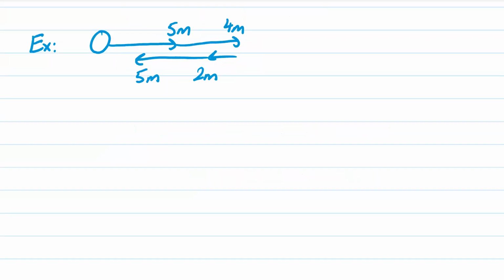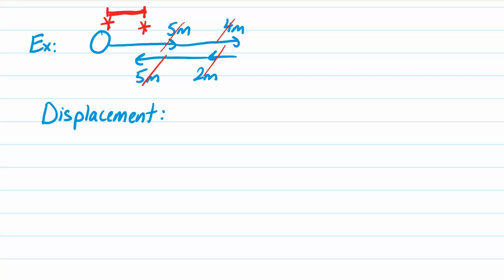But what if we didn't care about all that in between travel? What if all we cared about was where the object started and where it ended? How far was that distance that was traveled? In physics, we call that displacement. So displacement is another way to look at how far an object travels. And displacement actually takes into account direction. Since displacement takes into account direction, we say that it's a vector quantity.